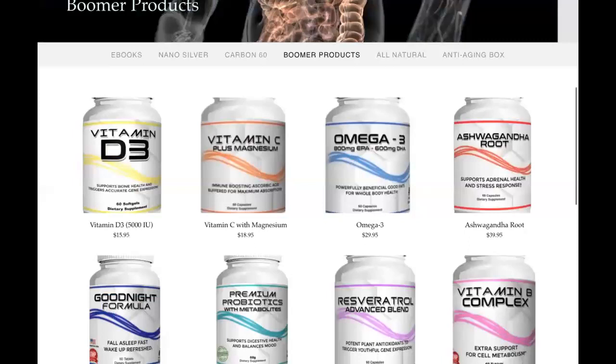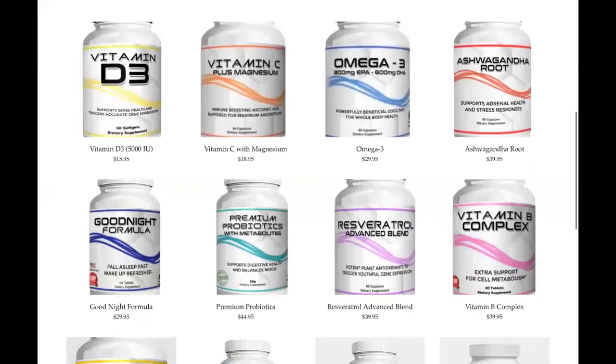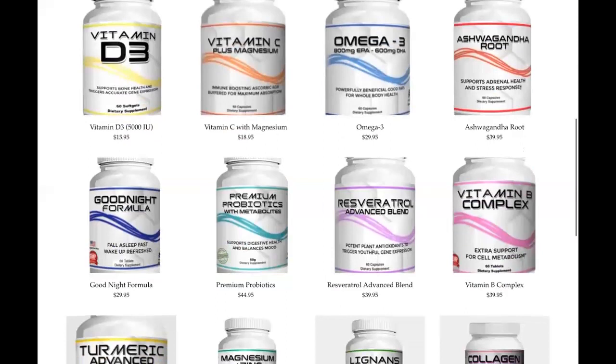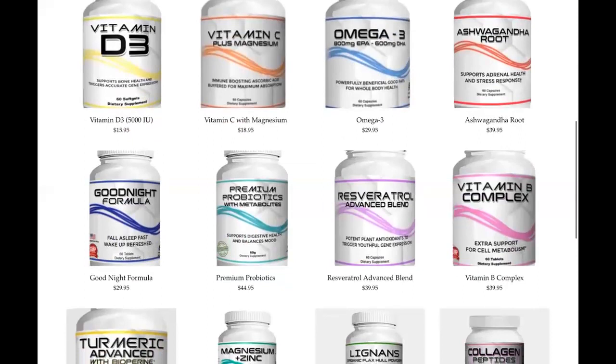Vitamin C, obviously you don't want to get scurvy, right? And then omega-3, great for cardiovascular health. Ashwagandha, great way to control blood glucose levels.